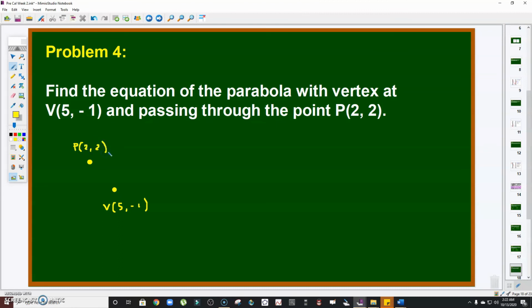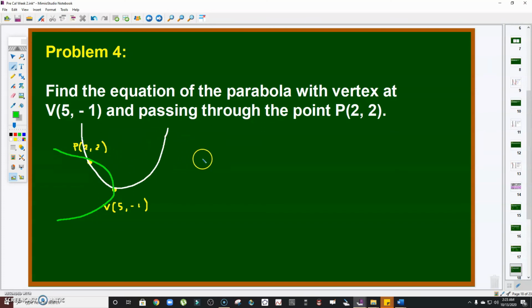Okay? Now, ang tanong, what's the opening of the parabola? Actually, there are two possible scenarios here. One, the parabola opens upward. Pwedeng ang parabola opens to the left. See that? There are two possible answers here. So, meaning to say, unahin natin yung upward.